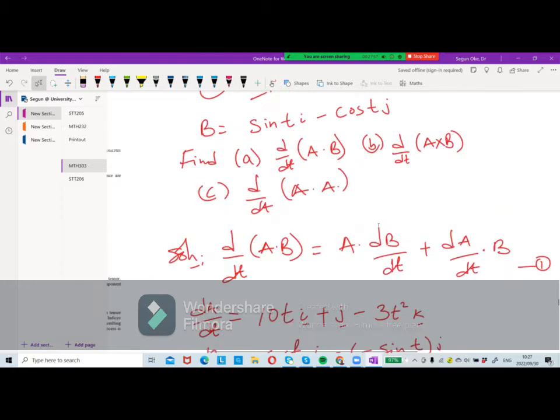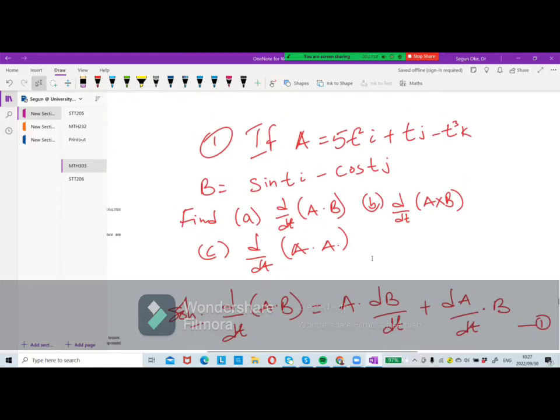So I believe we can use this. Can we continue? Any question, please?